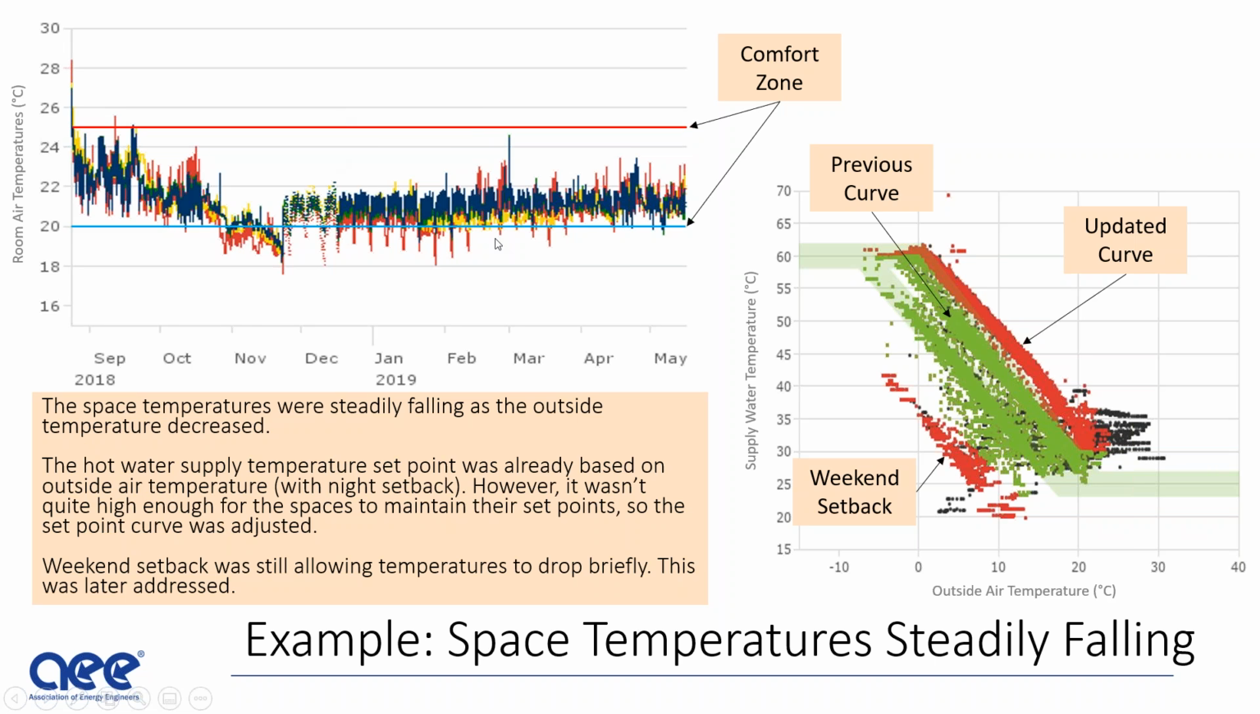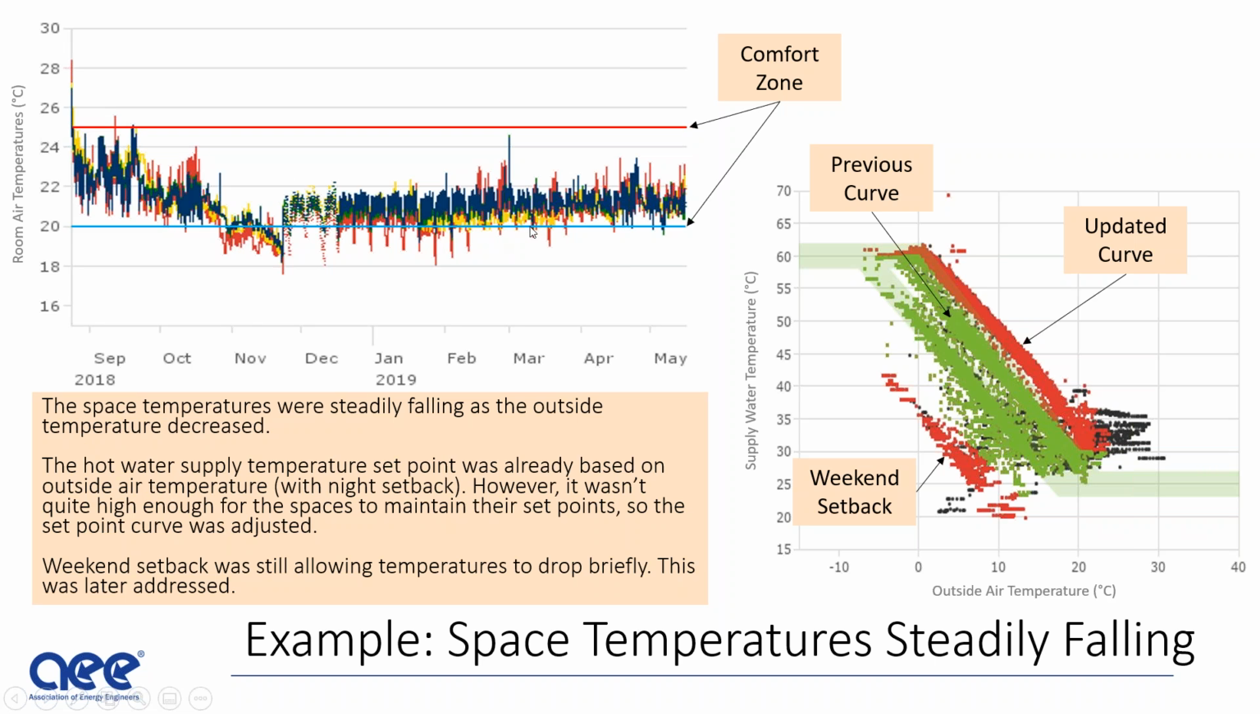It turned out the spaces are conditioned through radiant heating, and the supply hot water temperature had a reset based on outside air temperature, which is what we see here: outside air temperature and supply water temperature. There's a curve: the colder it is outside, the higher the hot water temperature. The fix was that they adjusted the set point and shifted the curve over a little bit to provide warmer water to the spaces.